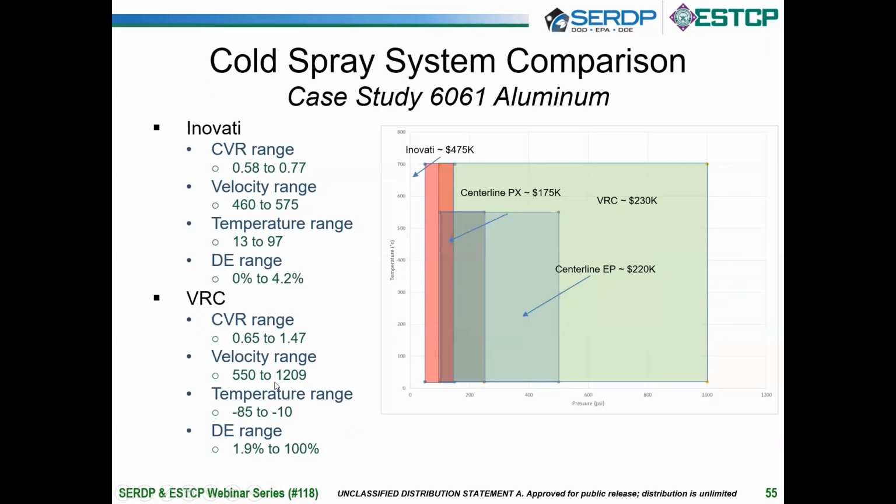The implications of that are, here's an example of two different systems with a case study of 6061. The velocity range that's achievable with one of these systems is about half of the peak velocity that's achievable with the high pressure system. And as I explained before, those high velocities are what give us low defect concentration in the deposits and very good performance.